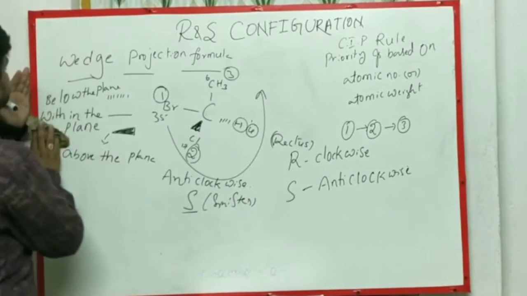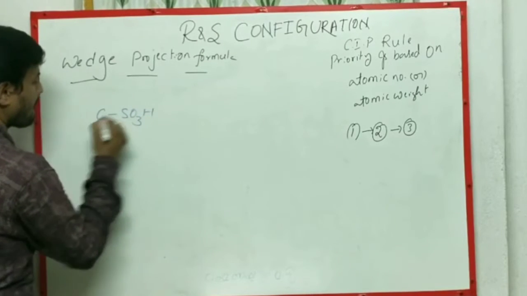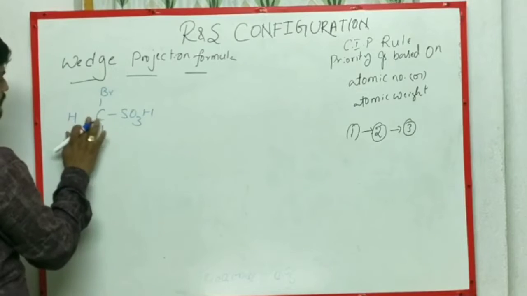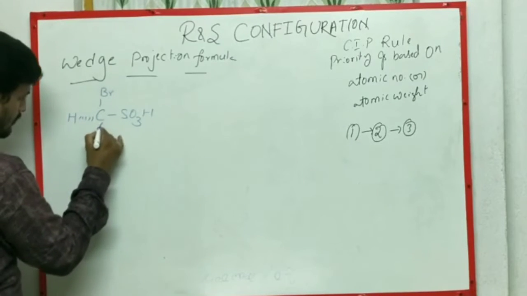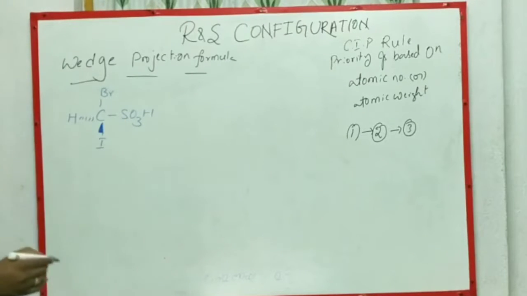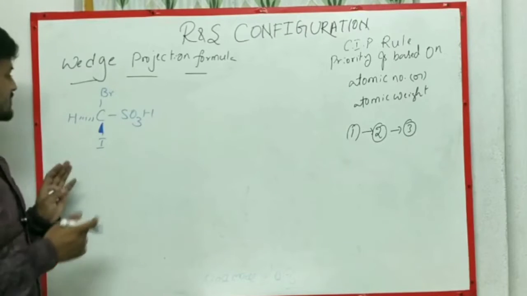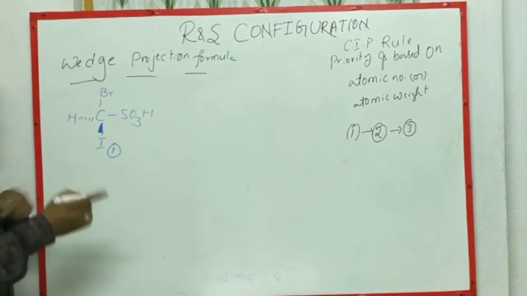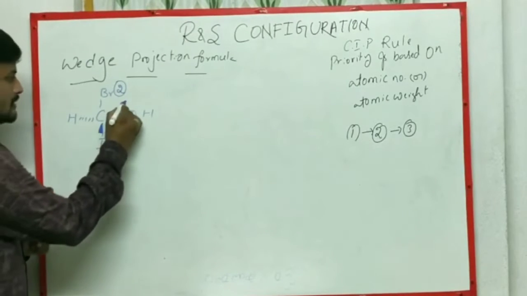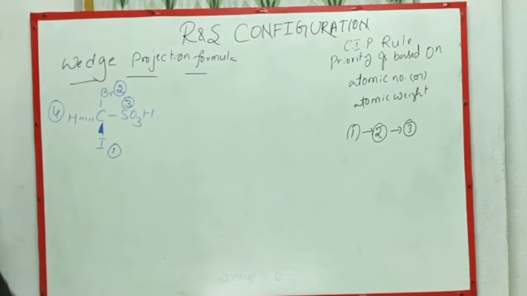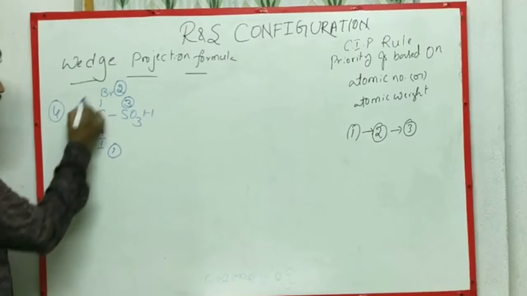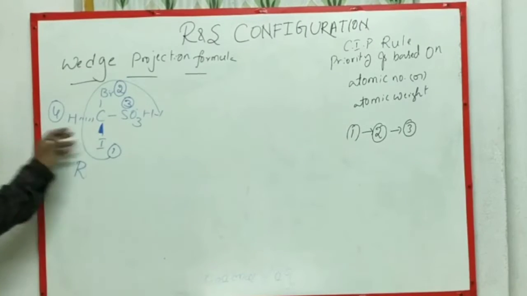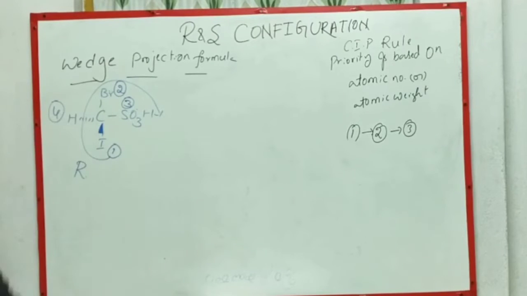Okay. We go to another one. Okay, the priority order. What is the priority? In that case, the first priority goes to the highest atomic number. The highest atomic number is iodine, so first priority. Next bromine, second priority. Next sulfur, third priority. Next, fourth priority, hydrogen. And it goes 1, 2, 3, right side, clockwise direction, R. Clockwise direction, the configuration is R configuration, rectus.